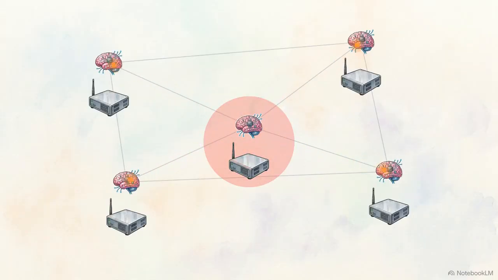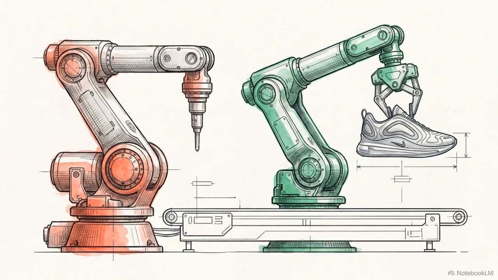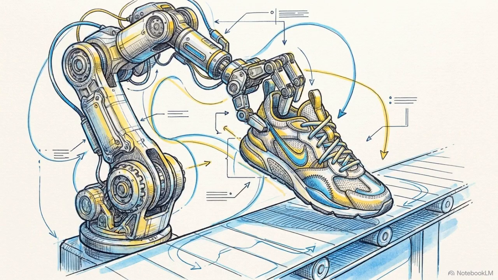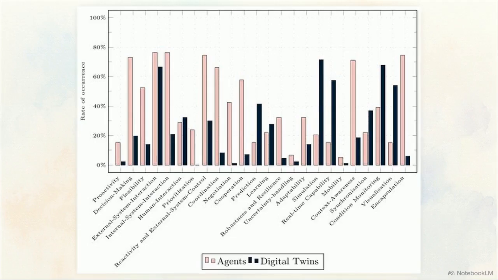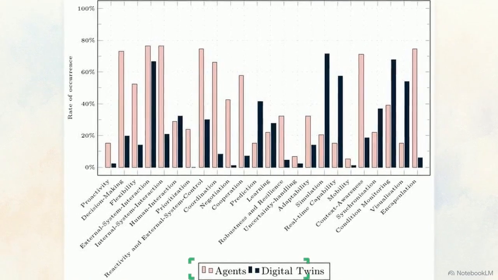It also has sociability. Software agents are constantly talking and negotiating with other agents across the entire factory floor. So if an agent realizes its machine needs to cool down, it can instantly negotiate with a neighboring healthy robot to take over your custom sneaker order. The agents provide the action and the teamwork, but they are essentially blind without the digital twin's data to guide their choices. This chart shows exactly how these two systems divide the labor.